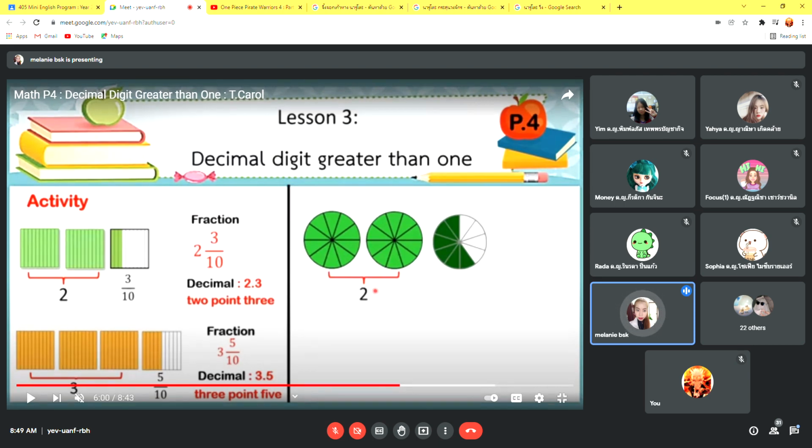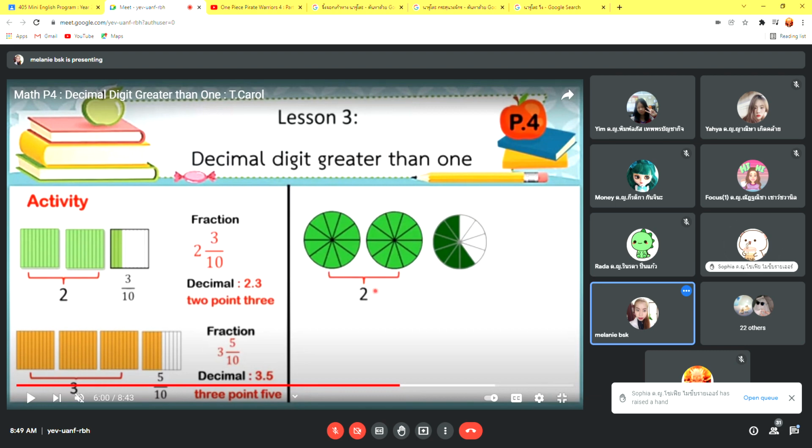So if you're going to write this one in fraction, how are you going to do it? How are you going to say it? Anybody? Okay, so Sophia and Yaya. Yaya, go on. How are you going to say this one in fraction? 2.